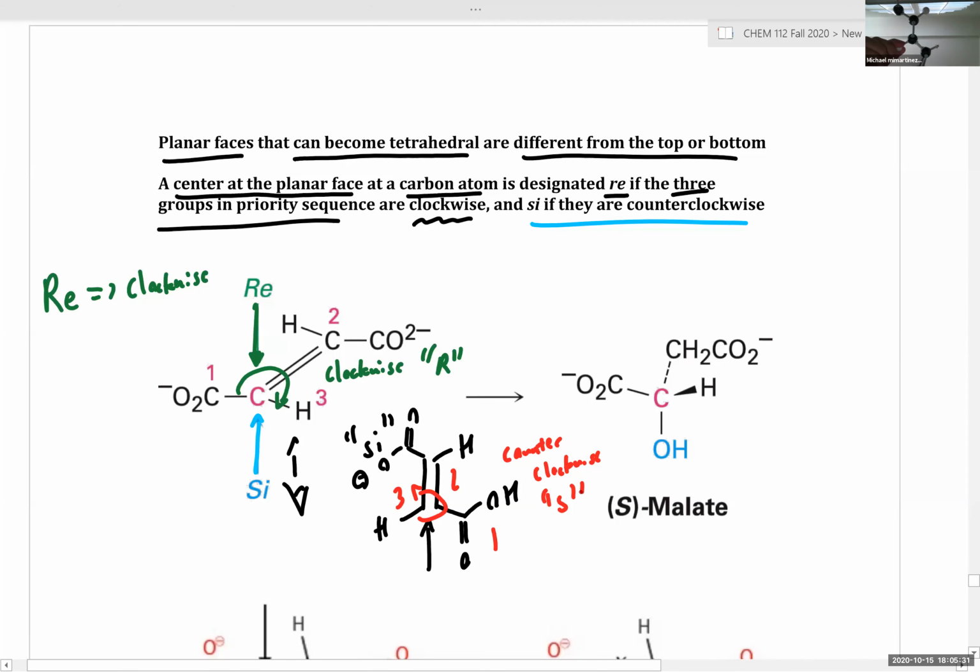Does everyone see how the two faces that we're approaching from are different? Here is the re face. Here is the psi face. Does everyone see how the relative arrangement of substituents is different? Perfect. Any questions on that idea?